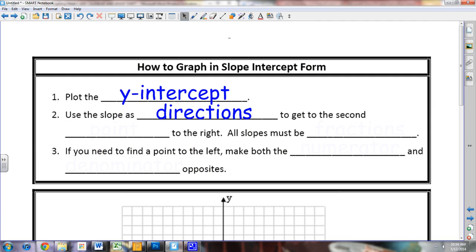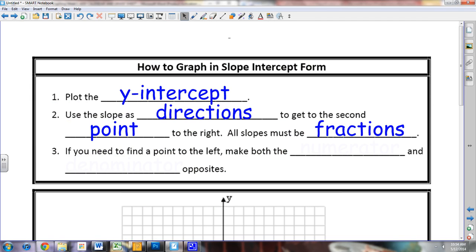Then we use the slope as directions to get to the second point. It's really like following any map. Start here, drive this many miles in this direction, this many miles in that direction. All slopes must be fractions. If it's a whole number, we write a 1 underneath it. This is how we go from one point and find another point to the right.